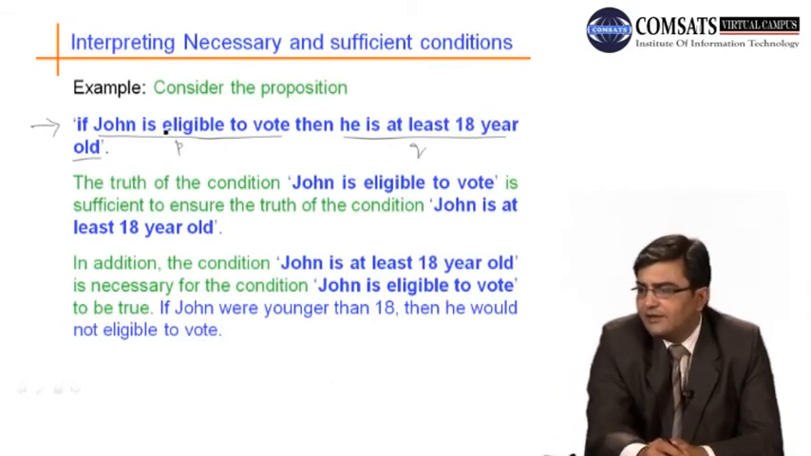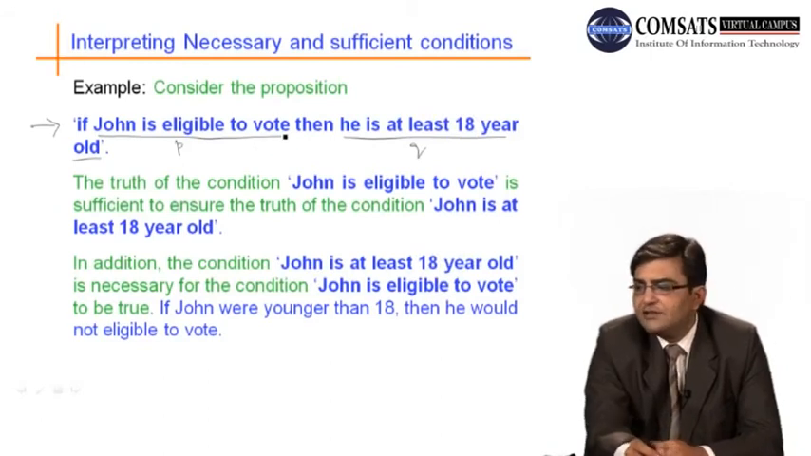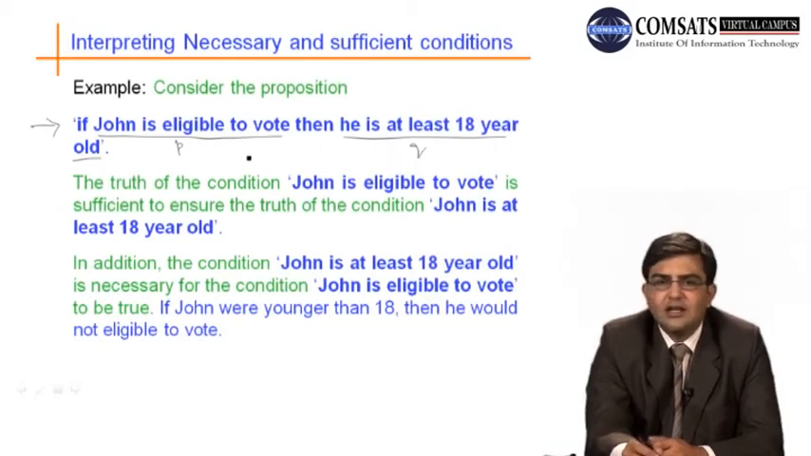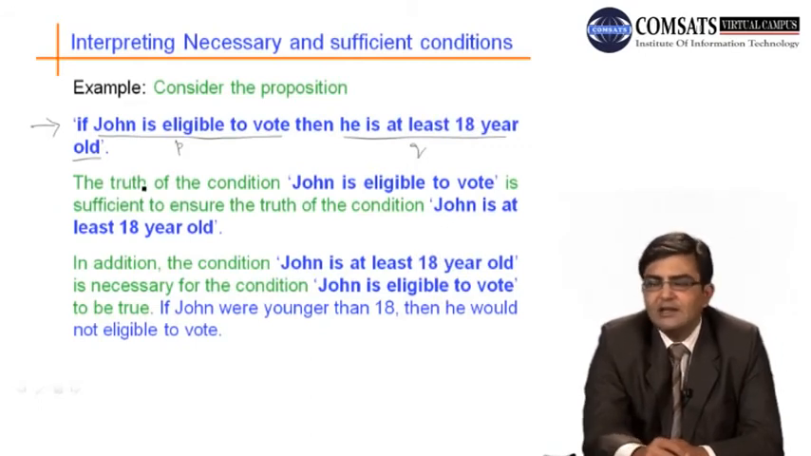So we can say here that P is the sufficient condition for Q, but Q is the necessary condition for P, because if John is less than 18 years old, then he is not eligible to vote. So P is sufficient for Q, but Q is the necessary condition for P.